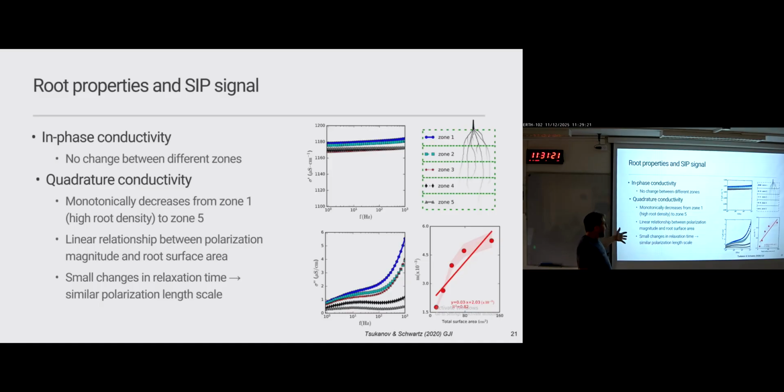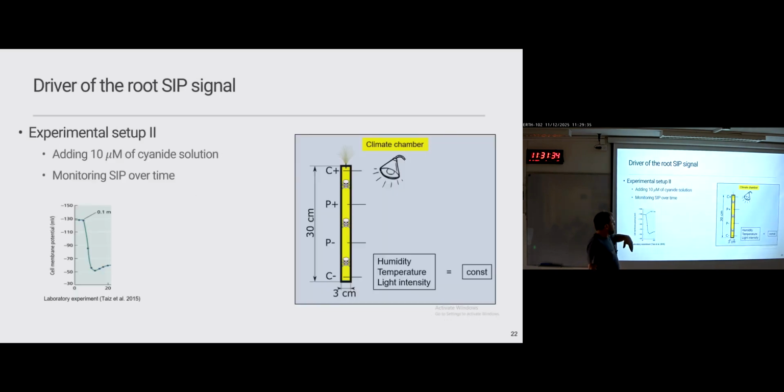So that was nice, and then we wanted to really prove that the source of polarization is the membrane potential, the electrical potential of the cell membrane. So what we did is to kill the membrane. Okay, so we add cyanide to our columns. Then we have the columns with the hydroponic solution and the plant growing inside, and at time 0 we add cyanide solution and we monitor the SIP signature.